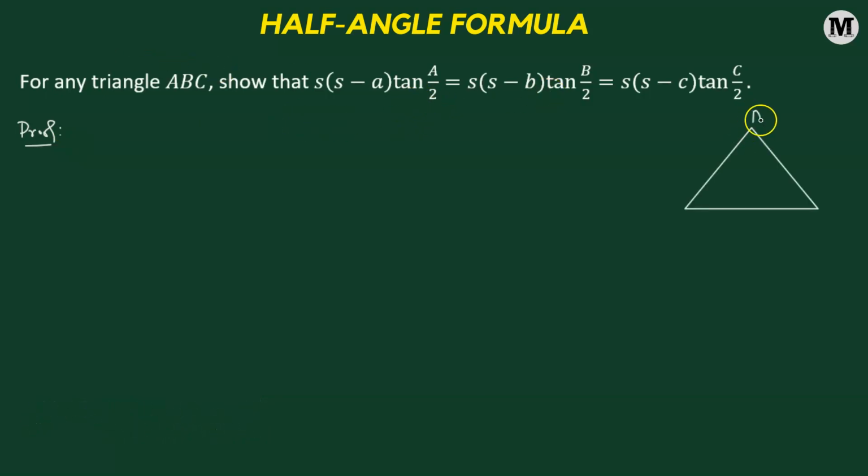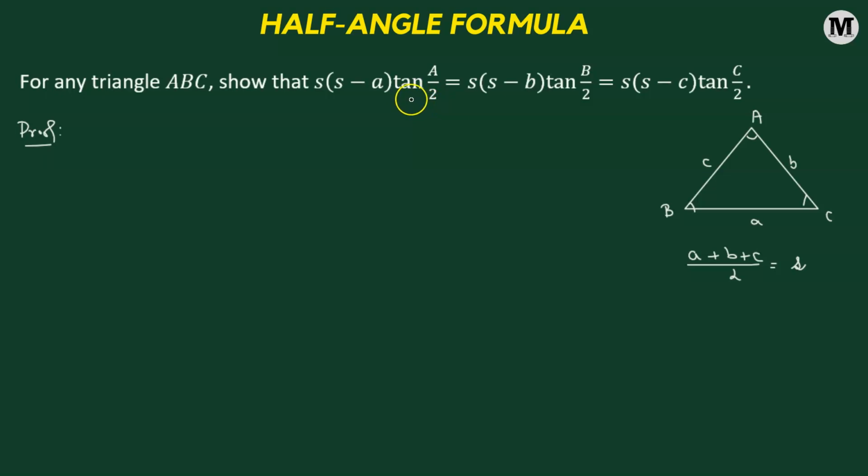We begin by considering a triangle ABC. For this triangle, the sides opposite to angles A, B, and C are going to be represented by the letters a, b, and c respectively. If we take the sum of the three sides, which gives us the perimeter of the triangle, and take its half, that gives us the semi-perimeter of the triangle, which is denoted by the lowercase letter s. Now, we also have the half angle formula.